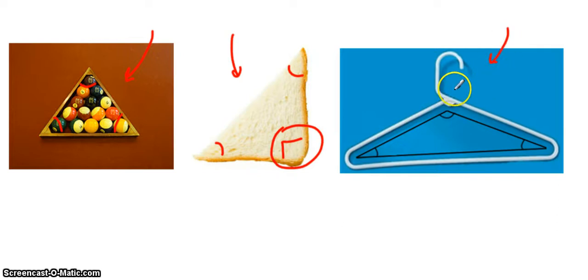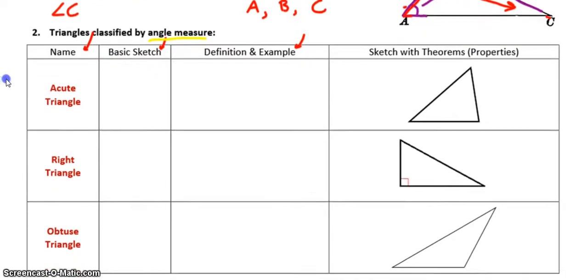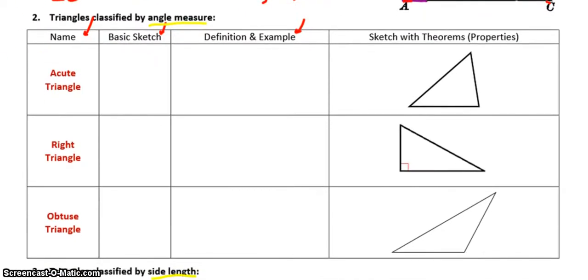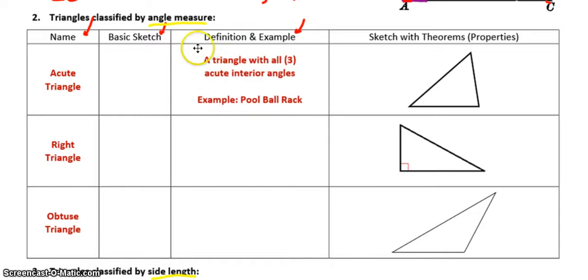Lastly, a coat hanger is an example of an obtuse triangle. It has 1 obtuse angle. The other 2 are acute, but that 1 obtuse angle is what makes it an obtuse triangle. So, let's go ahead and write in some definitions. If I'm going too fast, make sure you can pause the video.